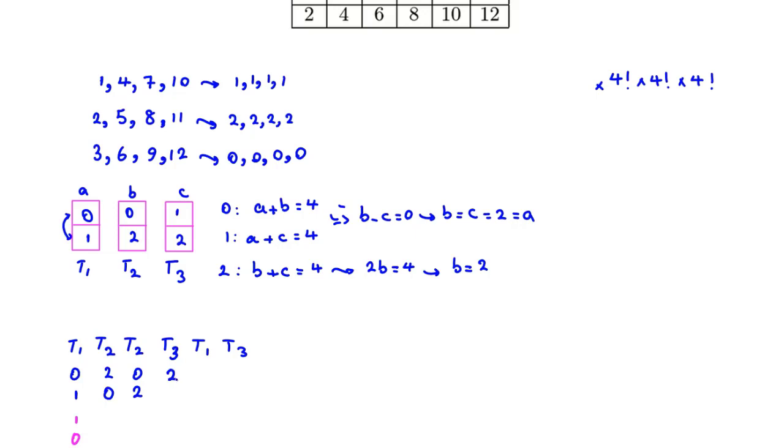T3 1 2 2 1, it should be T1 0 1, it should be 1 0. T3 1 2, it should be 2 1. And for the pink one, it is 1 0. T2 should be 0 2. The next one should be 2 0. All of them will be switched. 1 2. The next one 0 1, and the last one 1 2.